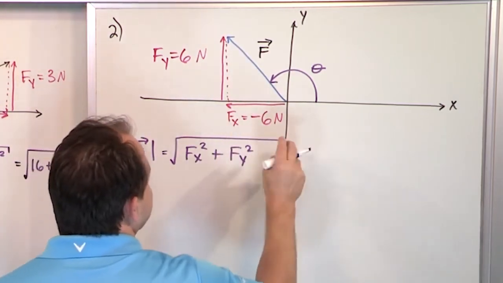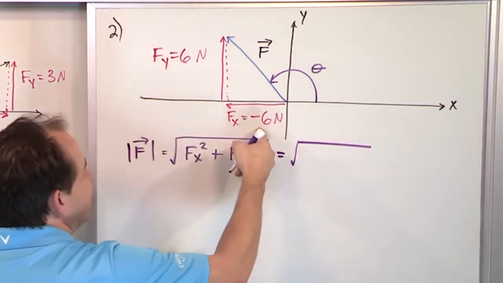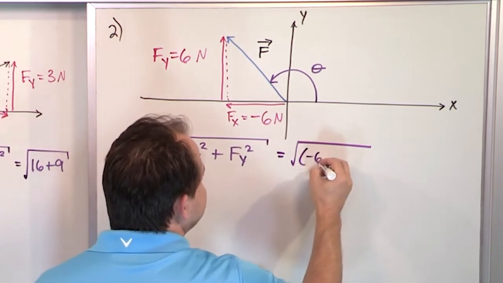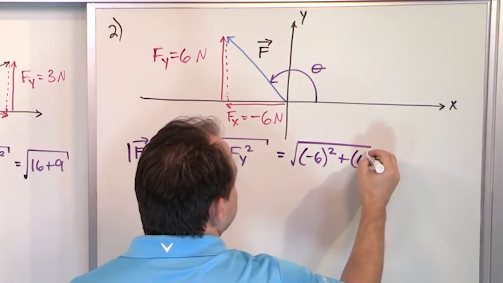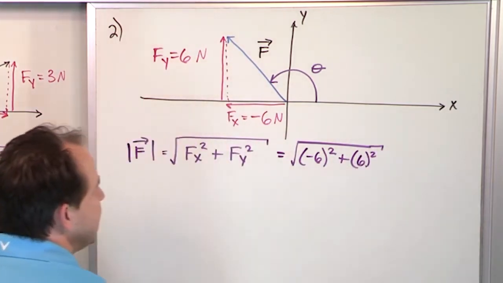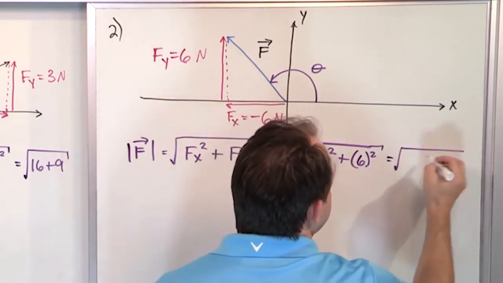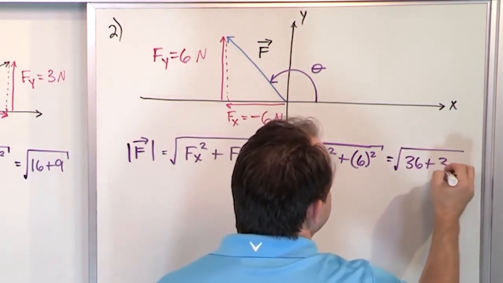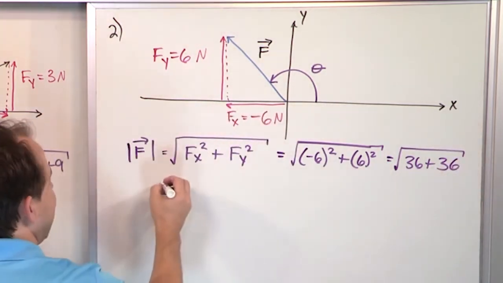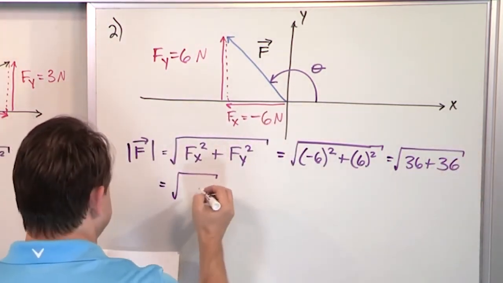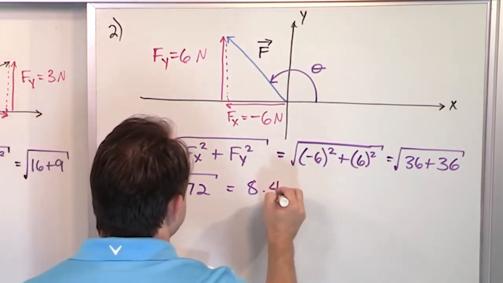So what are we going to plug in here? This is going to be the square root. For Fx, it's negative 6, so let's write it as negative 6, but we have to square it. And the y component is positive 6, so we'll square that as well. Now, when you square a negative number, you just get a positive 36. So what you're going to get in here is positive 36 plus another positive 36, and that's underneath the radical. So what you're going to have is the square root of 72. And when you take the square root of 72 in your calculator, you get 8.49.